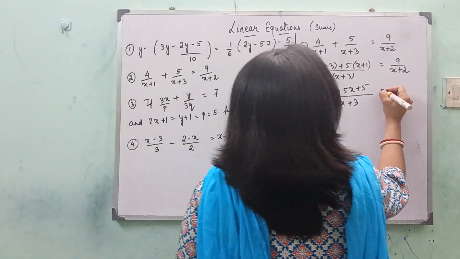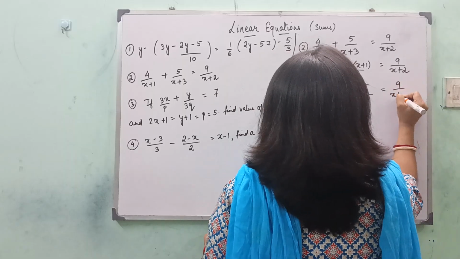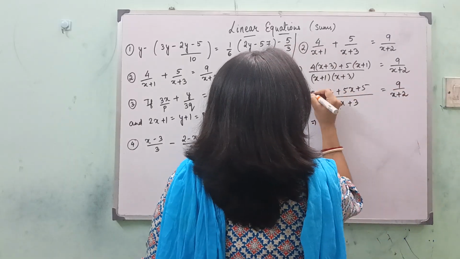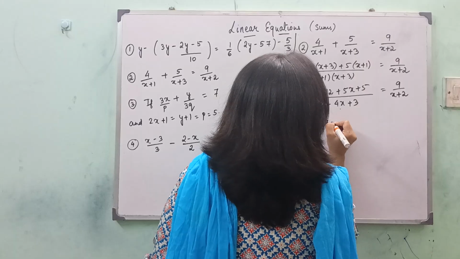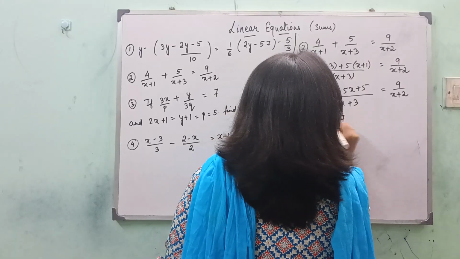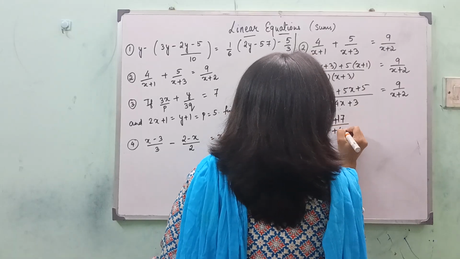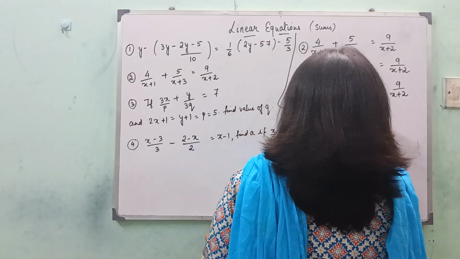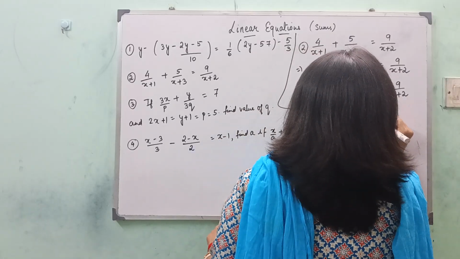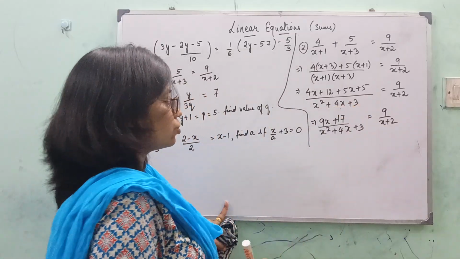Okay. This is equal to 9 by x plus 2. Here you can simplify: 4x plus 5x is 9x plus 17 by x square plus 4x plus 3 equals 9 by x plus 2. Now you will need to cross multiply.